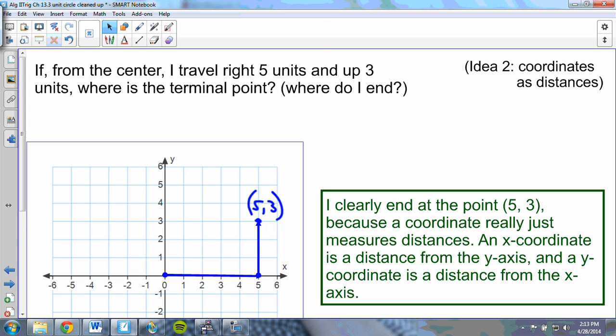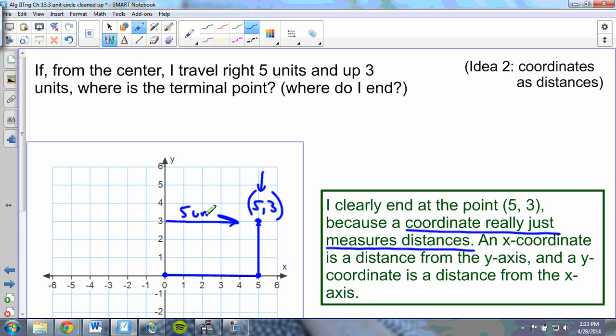is that a coordinate is really just a distance. I end at the point 5, 3 because a coordinate really just measures distances. An x-coordinate is a distance from the y-axis. So this 5 here tells me that I'm 5 units from the y-axis. And this 3 here tells me I'm 3 units from the x-axis. I'm just measuring distances. Coordinates are distances. They can have positive and negative because that implies direction.